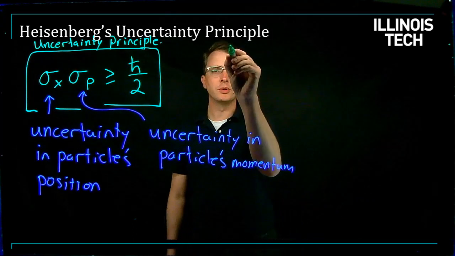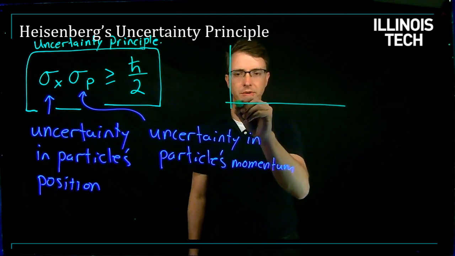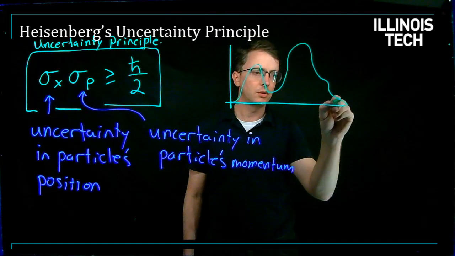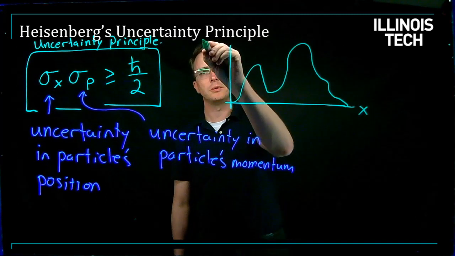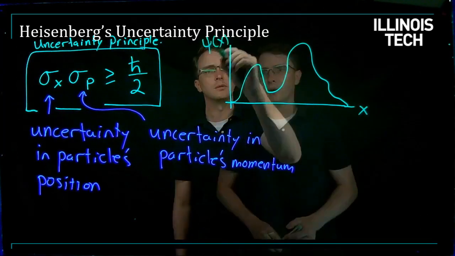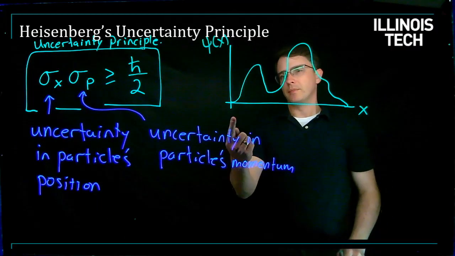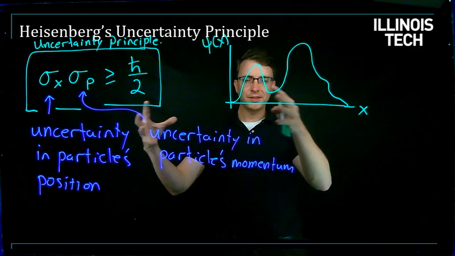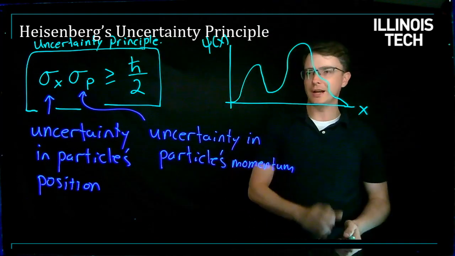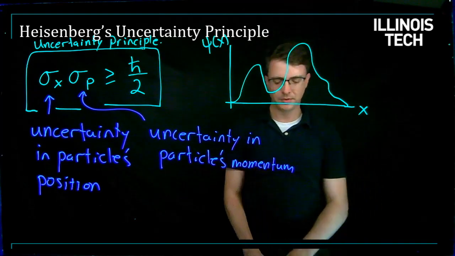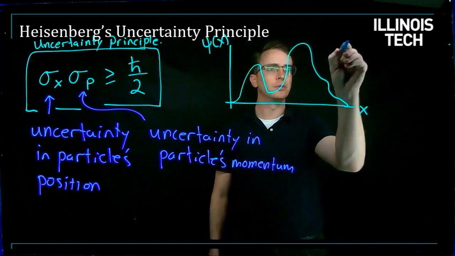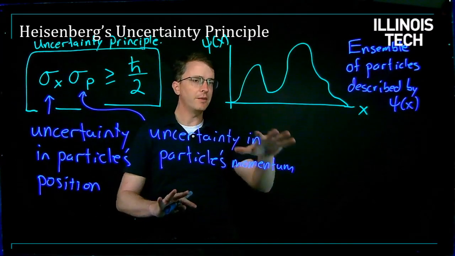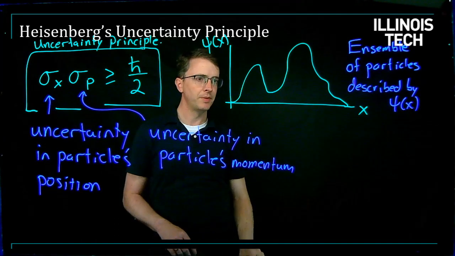Suppose you have a particle which is described by some wave function. I'm just going to make up some wave function. Let's say something like this. So this is going to be x. This is going to be the wave function psi of x. And better yet, rather than just one particle, imagine you have thousands of particles. You have an ensemble of particles described by this wave function. So you want to imagine a bunch of particles, a bunch of identical systems, all with the same wave function, for example.